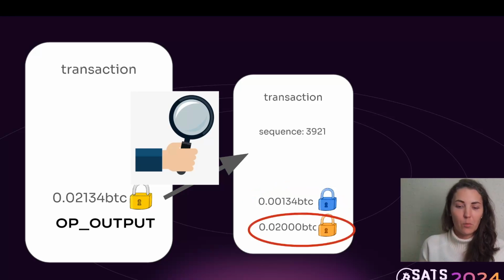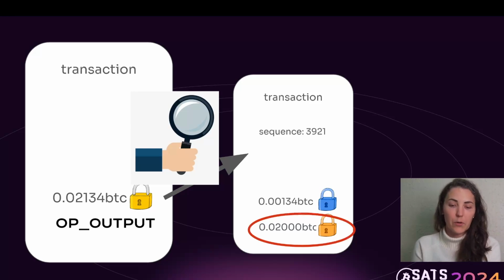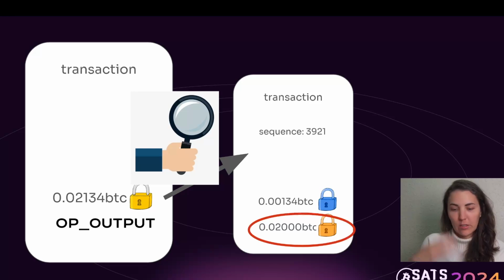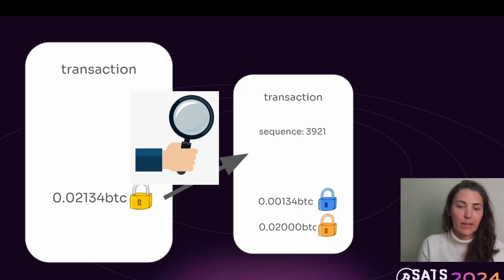And then maybe if we wanted to see just the second output, we could change this opcode. So I could say which index output I want to look at. So I could look at maybe the second one or something like that. And that's introspection. That's the power that covenants are trying to give you. It's the ability to inspect data in a transaction that you're spending.